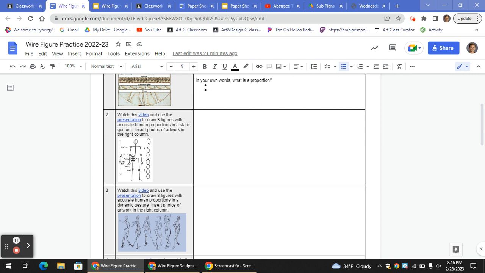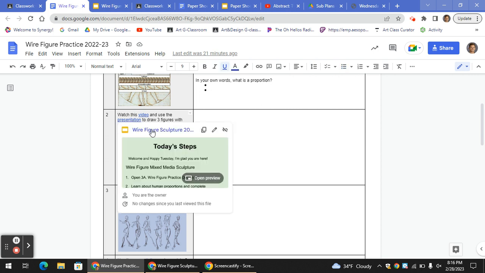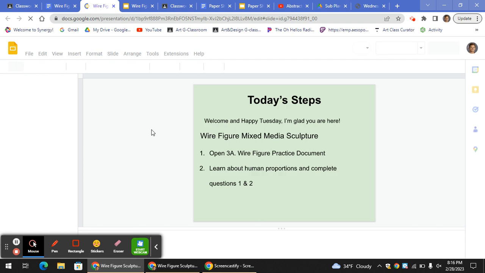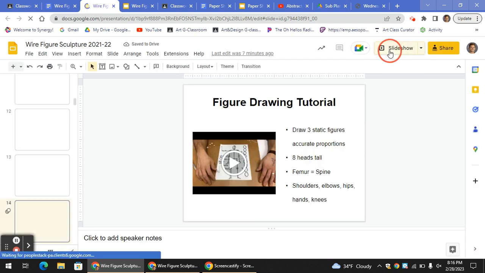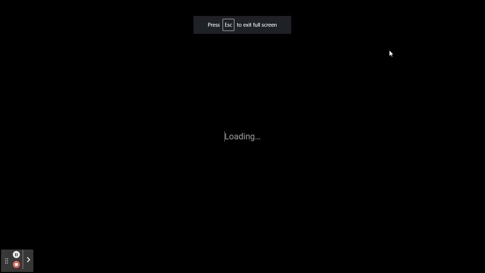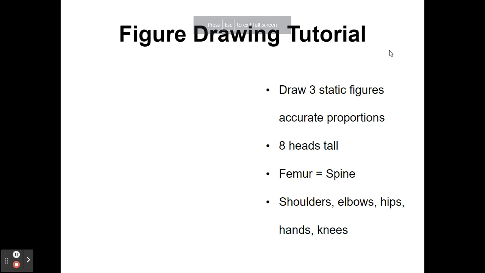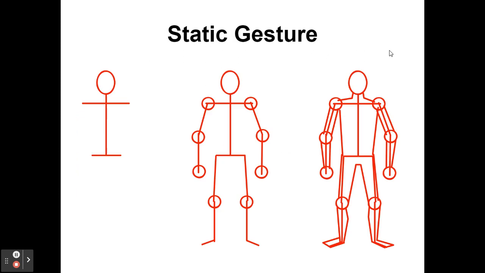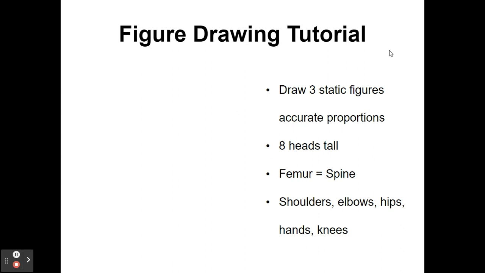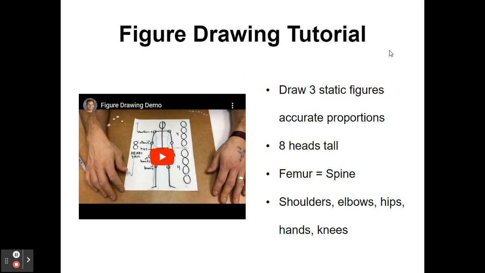The 3 drawings that you are going to be working on today are going to be following the guides that are found in the linked presentation here. So you are going to be attempting to draw a figure in a static position, which just means standing still, with the measurements that we just covered right here. Okay. Again, 7 to 8 heads tall, femur equal to spine, and making sure the progression of body parts is shoulders, elbows, hips, hands, and knees.